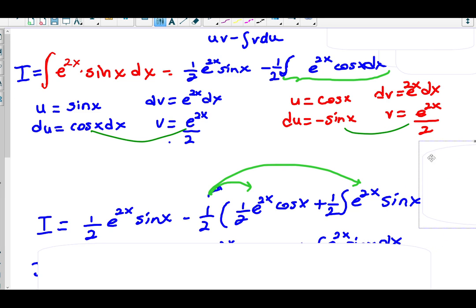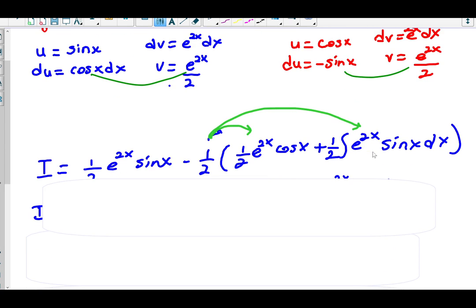Okay, you might still say, okay, is this really going anywhere? Take a look, because we began with integral of e to the 2x sine x dx, and we ended up with the same integral over here, right? Is it helping? Okay, just be patient. I promise you this is going to work. Let's just keep going. Okay, so multiply the negative 1/2 times the first term, negative 1/2 times the second term.